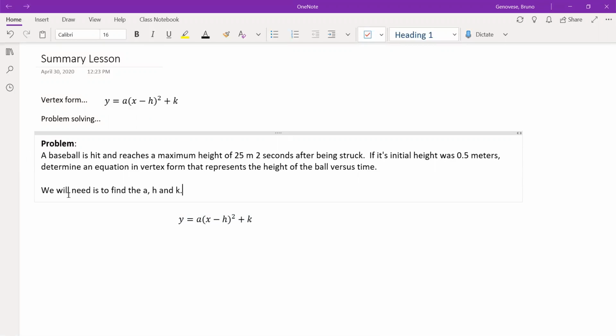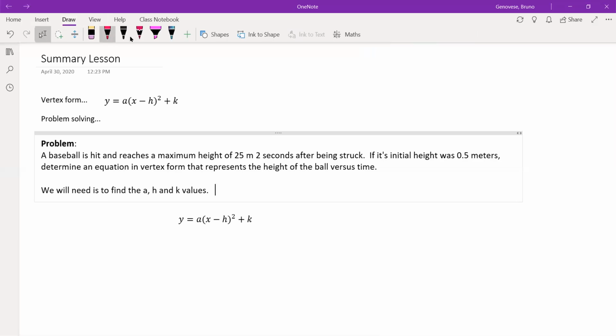So in terms of the equation, if that's the generic one, what we're going to need then is exactly that: the a, h and k values. To do that, we have to use the information that's in the question, knowing that the highest point has a height of 25 meters and took 2 seconds to get there. Here's where we have to think of a couple of things.